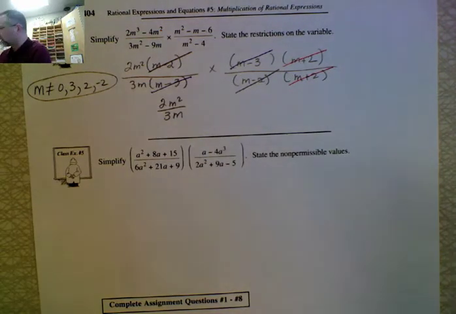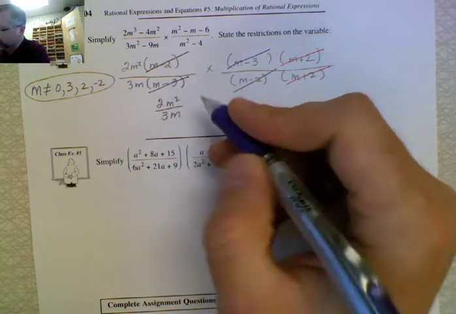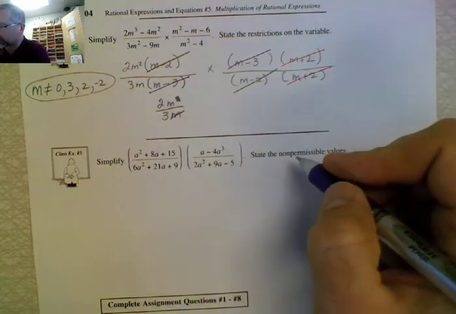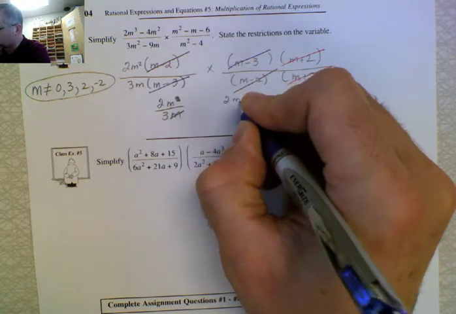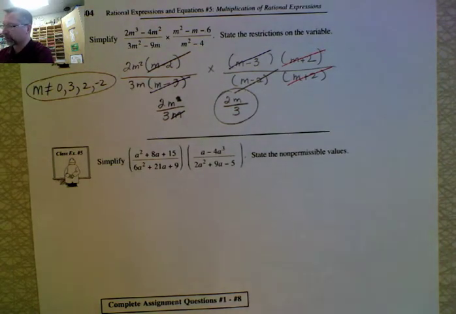Now some of you might think you're done at this point, but you aren't. We cannot simplify the 2 and the 3, but m goes into m squared. It cancels out one of those m's. So you're left with 2m over 3 as your final solution to this problem. And again, our restrictions are over here.